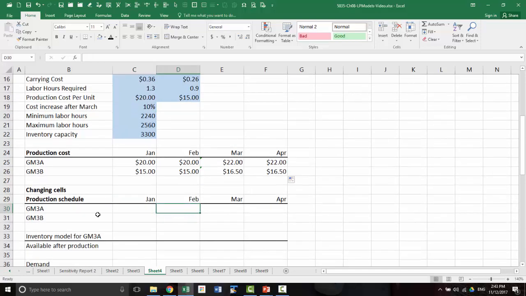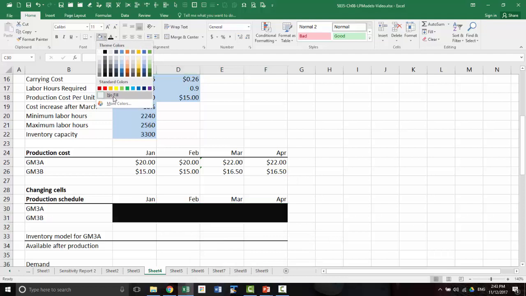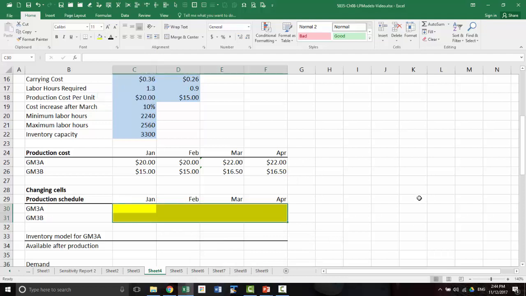All right. So now how many units we're going to produce of each of the two motors in each of the 4 months? That's our changing cell. So let's color code it like that.